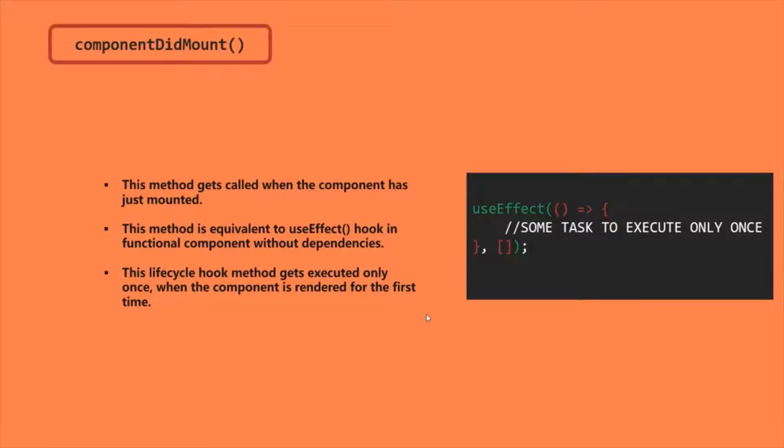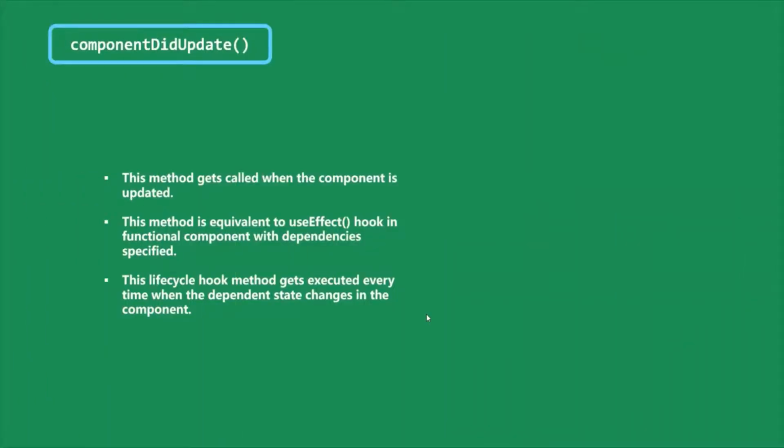So this is componentDidMount method. Next, we have componentDidUpdate method. This is also a lifecycle method of class-based component. And this lifecycle method gets called when the component was updated. That means when something changes in your class-based component, for example, when the state changed and the component was re-evaluated and re-rendered, this method gets called.